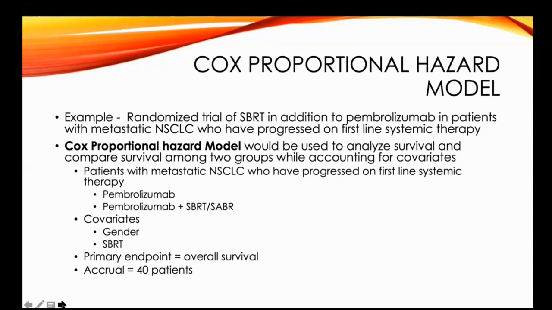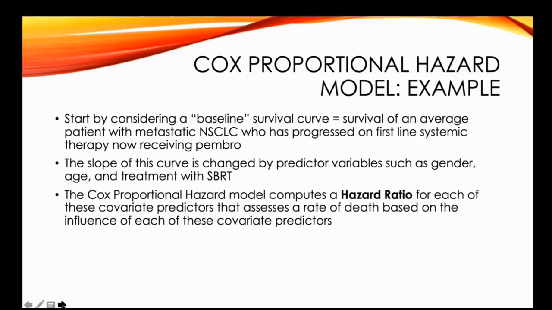The primary endpoint is overall survival, and here I've used 40 patients because you need a bigger data set to do this, because generally you need enough events to account for each covariate. So when we're thinking about a Cox proportional hazard model, we're going to start by considering a baseline survival curve, which is survival of an average patient with metastatic non-small cell lung cancer who has progressed on first-line systemic therapy, now receiving Pembro. And the slope of the curve is changed by predictor variables such as gender, age, and treatment with SBRT. For this example, just to keep it simple, we're going to look at gender and treatment with SBRT.